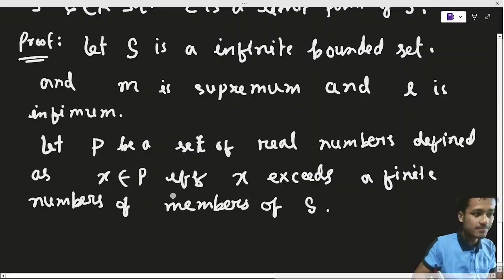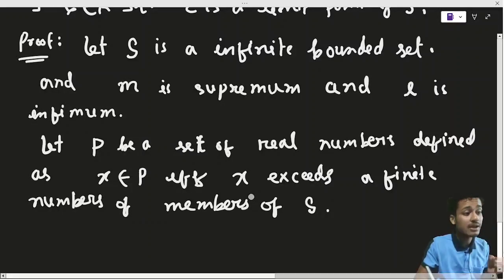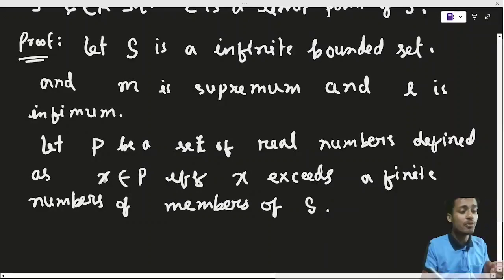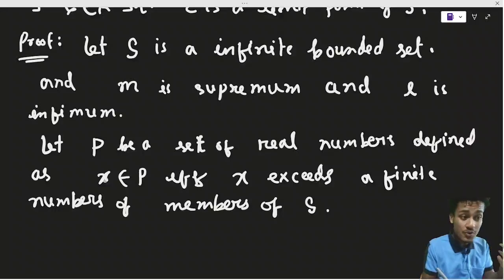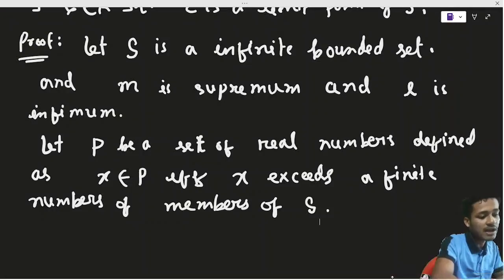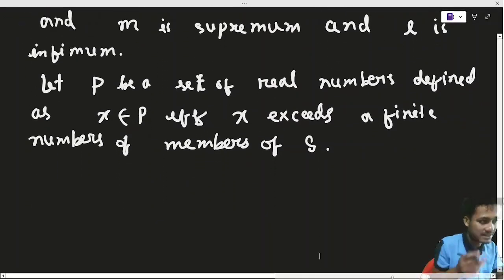इसे डिफाइन किया गया है x belongs to P if and only if x exceeds a finite number of members of S. That means x जो है ना वो P ऐसा एक सेट है, वहाँ पे जितना भी एलिमेंट है, जो भी एलिमेंट है वो सिर्फ और सिर्फ S के फाइनाइट नंबर्स ऑफ एलिमेंट से बड़ा है. मतलब ऐसा एक एलिमेंट A which is greater than an infinite number of members of S, then A cannot belong to P. Okay. सो ऐसे डिफाइन किया गया है सेट को. नाउ क्या करते हैं अभी?